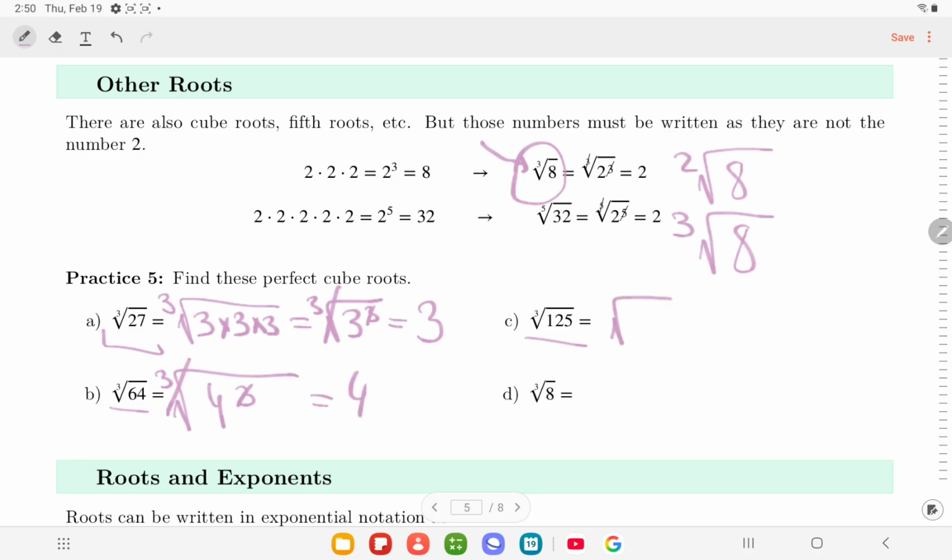For 125, it is equal to 5 cubed. And so the cube root of 125 is 5. And the cube root of 8 is equal to 2 to the power of 3. So the cube root of 8 is 2.